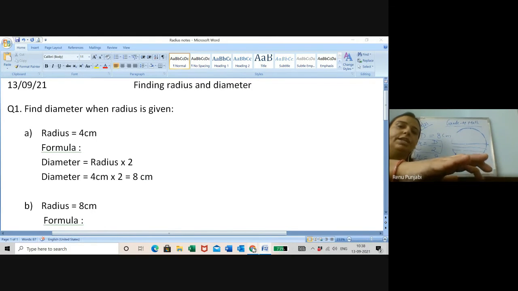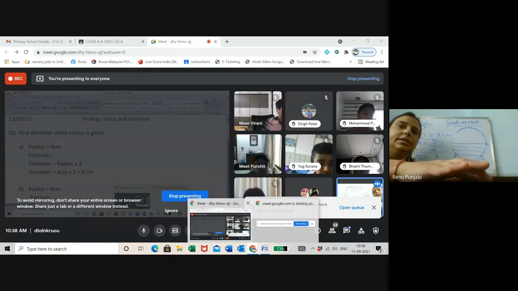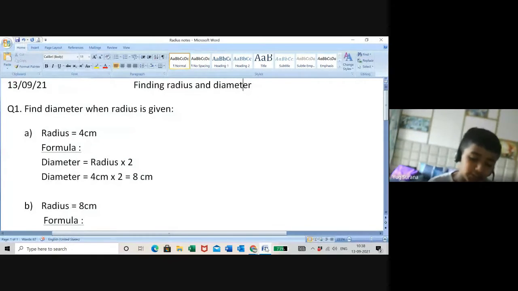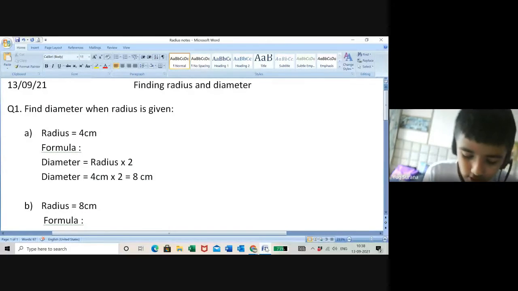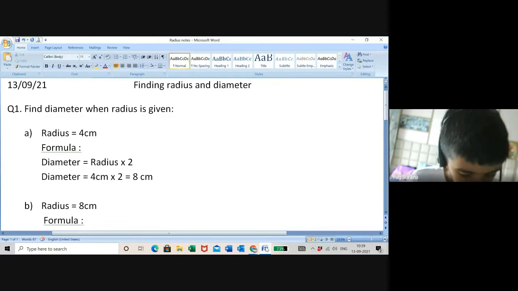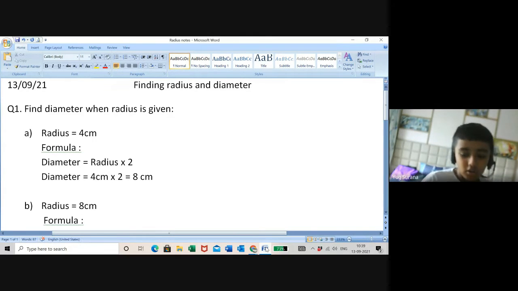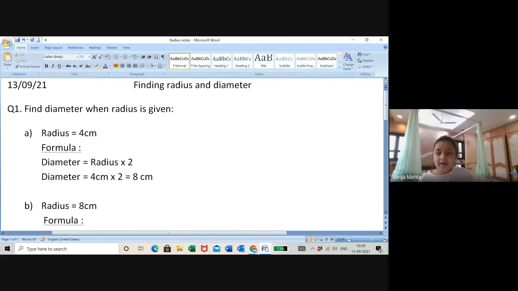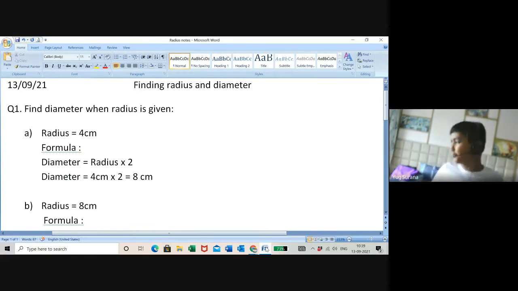Now I move to the next child, Yuk Surana. Give me one example. Yes, ma'am. The radius is 54. If we have 54, you also have to find the unit, so use centimeter. Yes, 54 centimeter.